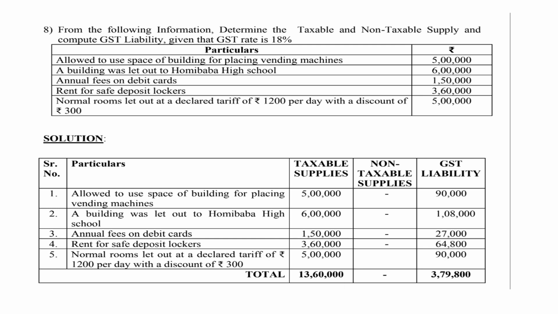Here there are no non-taxable supplies, all are taxable. So we will do the total of this taxable supply, which comes to 13 lakh 60,000, and your GST liability is 3 lakh 79,800, and in non-taxable you don't have anything, so it will be nil. So this is the solution for problem sum number 8.